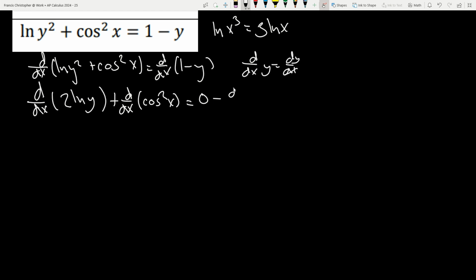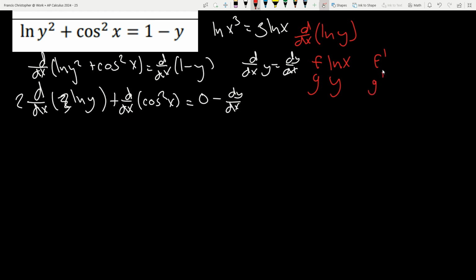Probably the easiest one. So let's use, I'll bring out the 2 here. So we want to find the derivative, and I'll do this in red. So we want to solve the derivative with respect to x of ln of y. Again, set up our f and g table. Natural log of x, g is y, f prime, g prime.